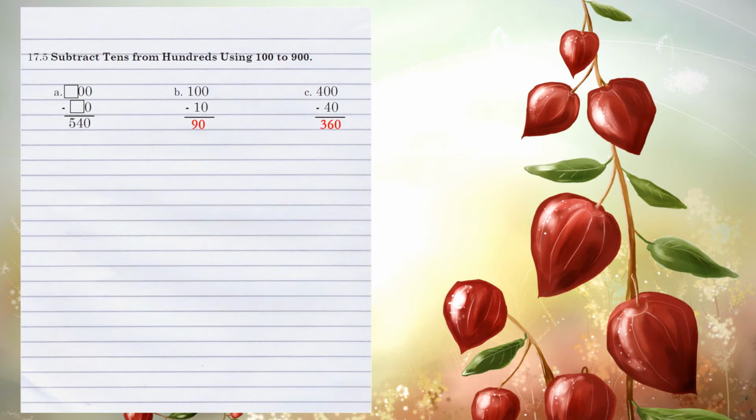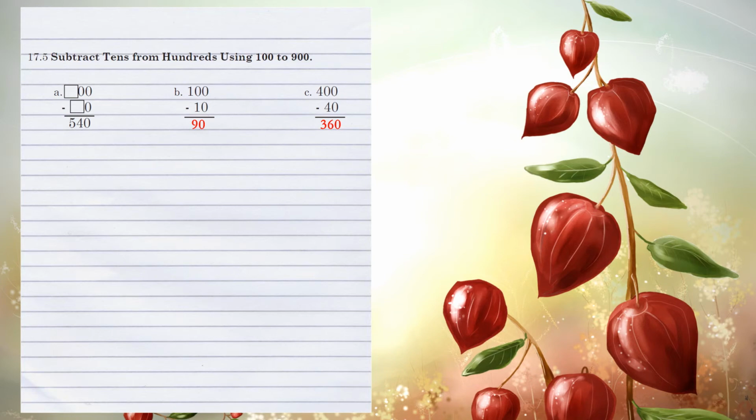Unit 17.5. Subtracting tens from hundreds using 100 to 900. Let's look at example A. We have 2 missing numbers that we want to try and fill in. So let's see, in column 1 or the ones column, we're good there. 0 minus 0 is 0.